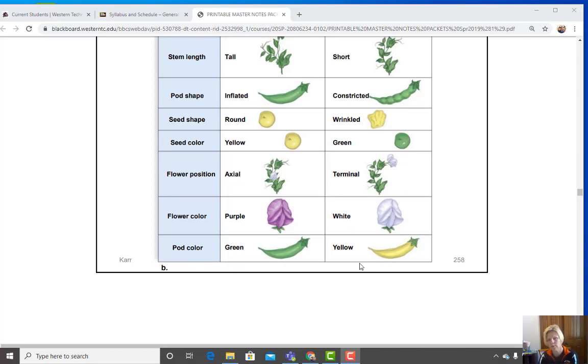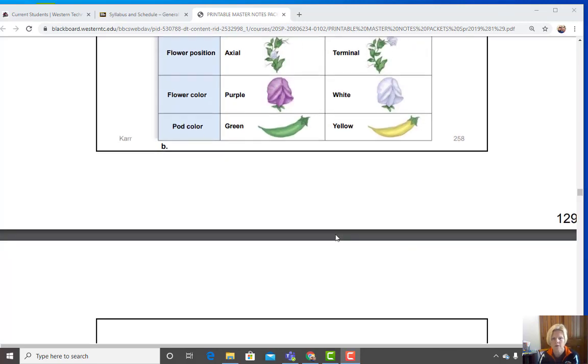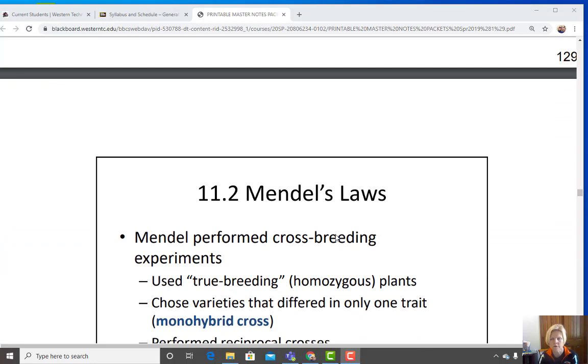So we had this great set of traits. What do we see? Seven different traits here that he could manipulate and even double up on and determine which one was recessive and dominant and predict the offspring. So he developed his principles using what we call a Punnett Square, and we'll talk about that.